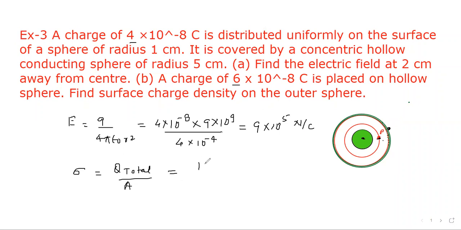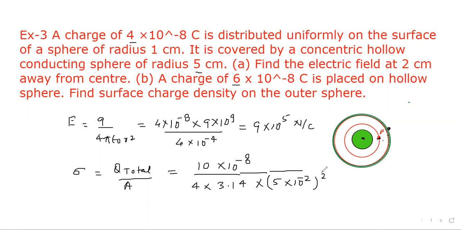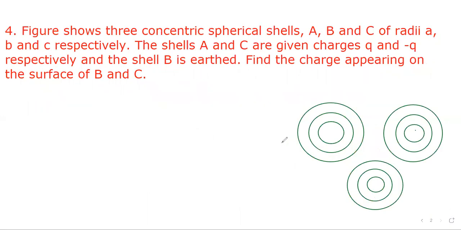So Q total is 10 × 10^-8 divided by 4 × π, which is 3.14, times radius squared. The radius of the outer conducting sphere is 5, so it will be (5 × 10^-2) squared. So we can simplify it. So we will get 3.2 × 10^-6 coulomb per meter square. So this is the answer. Now let's go to the next question.